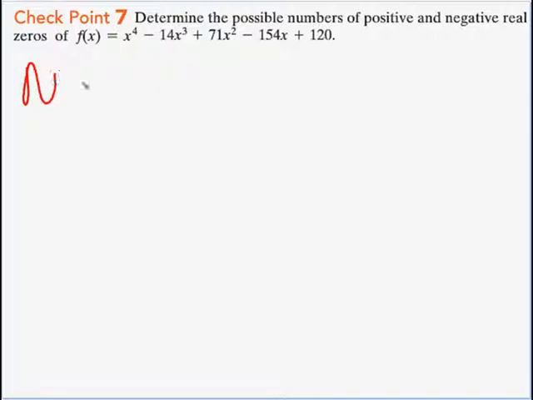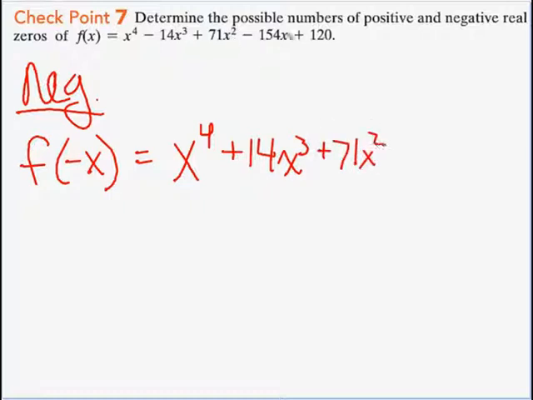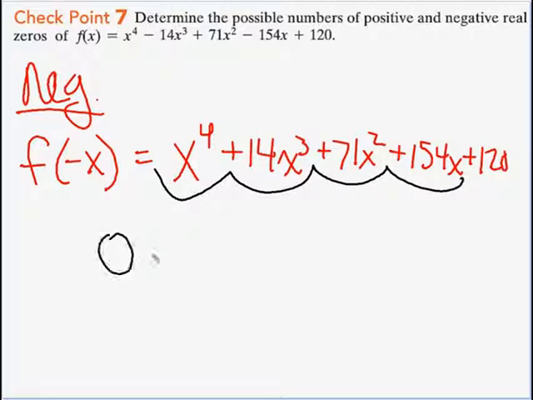Let's check negative. f of negative x. Well, let's see, a negative to the 4th stays positive. Here it'll be a negative to the 3rd, which will turn that into a plus. The x squared will square the negative away, and it'll stay a positive x squared. Here the negative x will turn that negative into a positive, so now it's plus 154x. And nothing changes with the constant. So here, how many sign changes? None. 0 negative real zeros, and that's it.